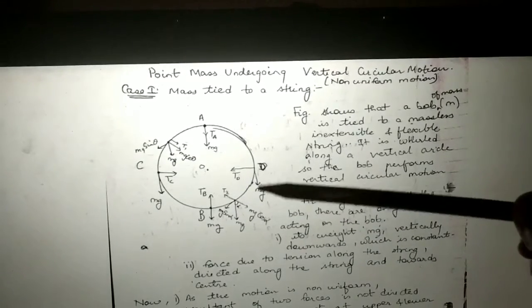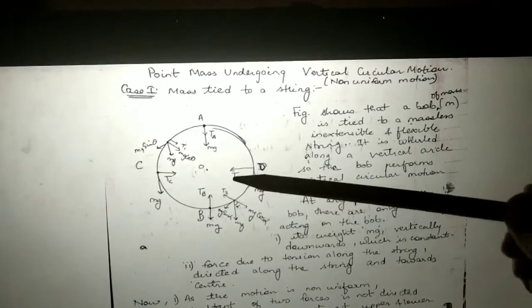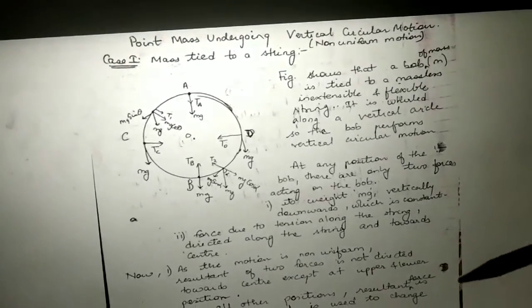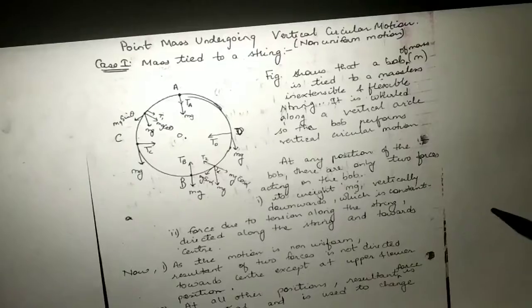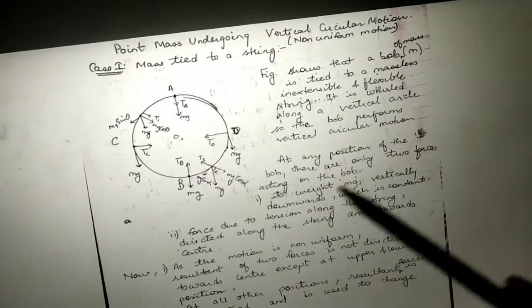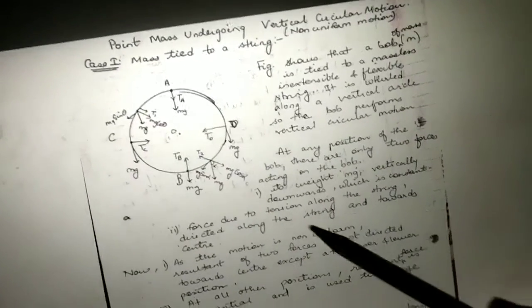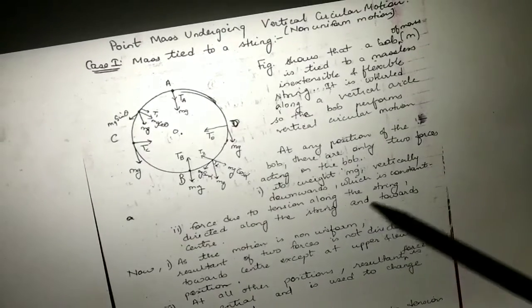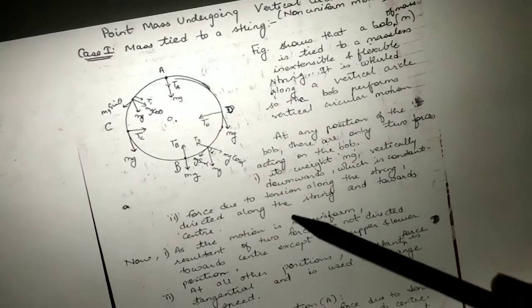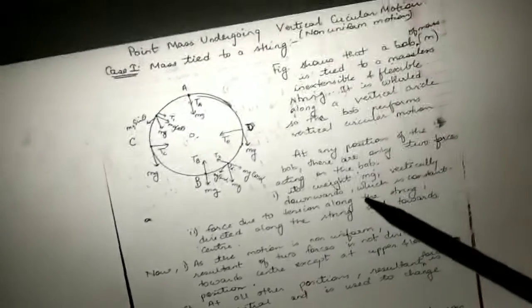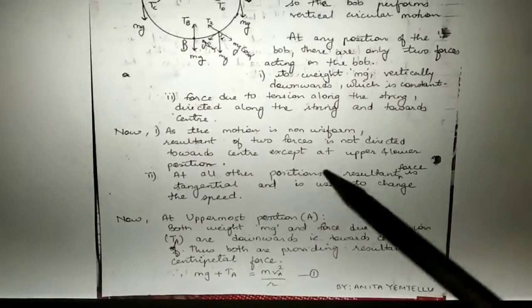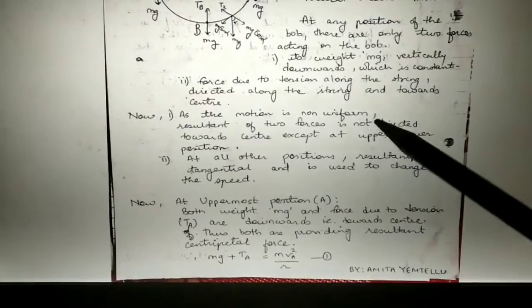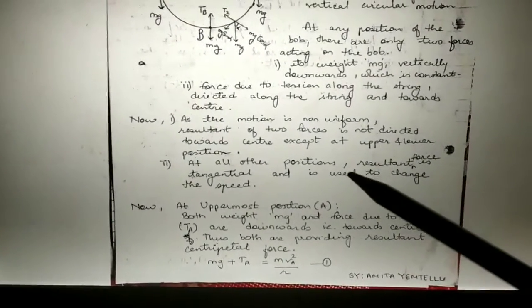At D, again mg acts vertically downward and tension is along the string towards the center. So these are the only 2 forces acting on the bob: weight mg acting vertically downward and the tension force directed along the string towards the center. Now, the motion is non-uniform; you already know vertical circular motion is non-uniform, as I discussed in the last lecture.